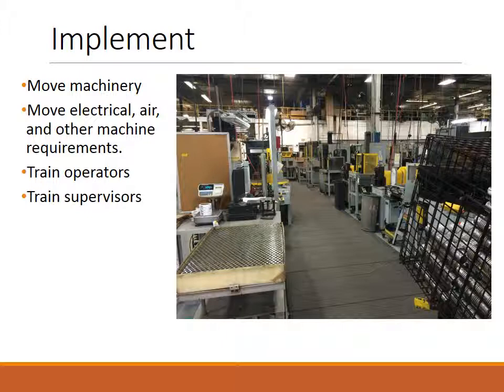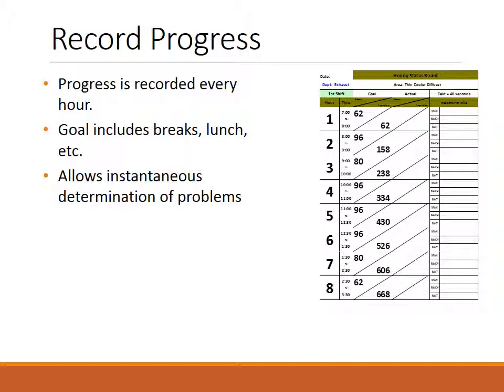Now for one of the hardest things in the lean implementation process, actually recording your progress. We tend to use these hourly status boards as seen on the right. With these, our progress is recorded every hour. The goal includes breaks, lunches, etc. And this also allows for instantaneous determination of problems. The goal lists pieces per hour that's required, or what we're shooting for. And on the right there is the cumulative total. So in hour 8, we're aiming to make 62 parts, and the daily total would be 668.